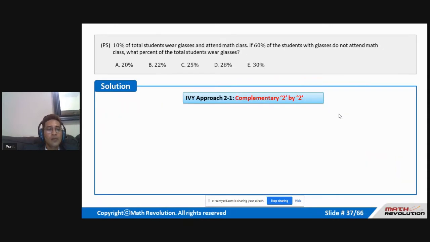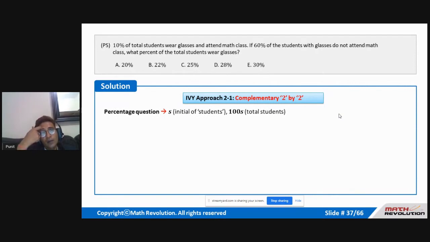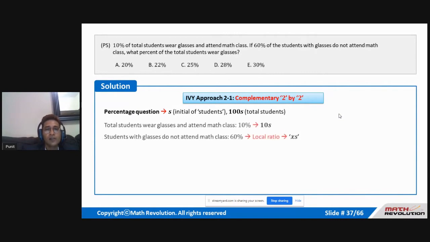So let's draw the complementary 2 by 2 table, since there are words called do not and attend. It's a percentages question, and the initial is students, so let's take it as S. So we have the total students as 100S. Total students who wear glasses and attend math class are 10%. So that becomes 10S.